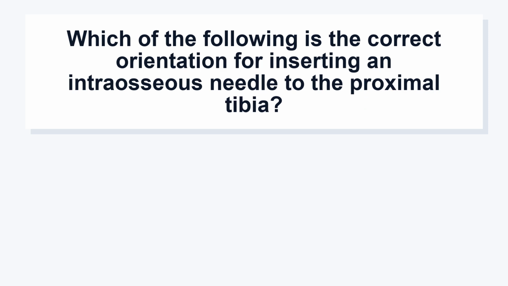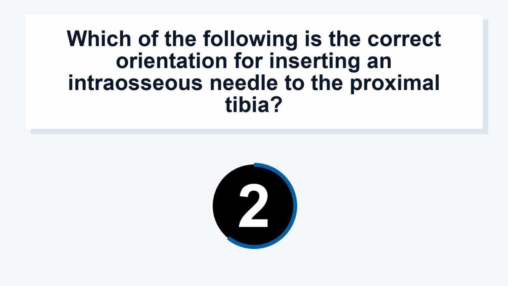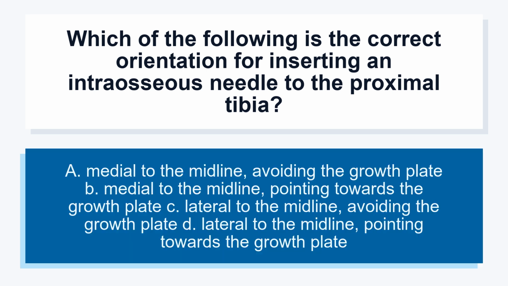Which of the following is the correct orientation for inserting an intraosseous needle to the proximal tibia? A. Medial to the midline, avoiding the growth plate. B. Medial to the midline, pointing towards the growth plate. C. Lateral to the midline, avoiding the growth plate. D. Lateral to the midline, pointing towards the growth plate.